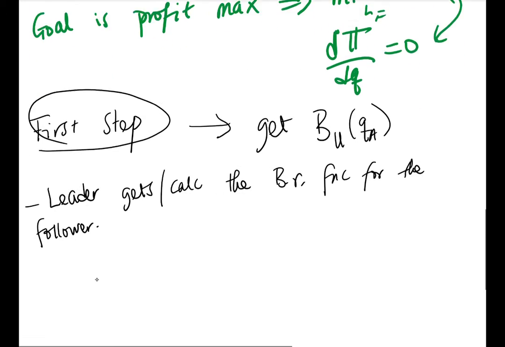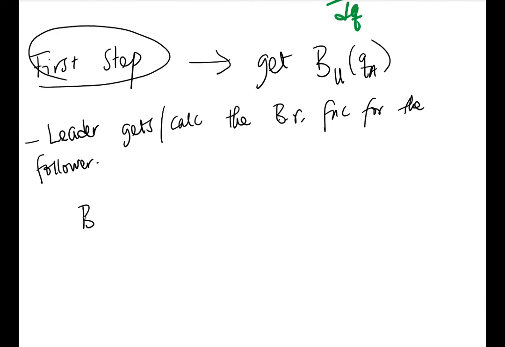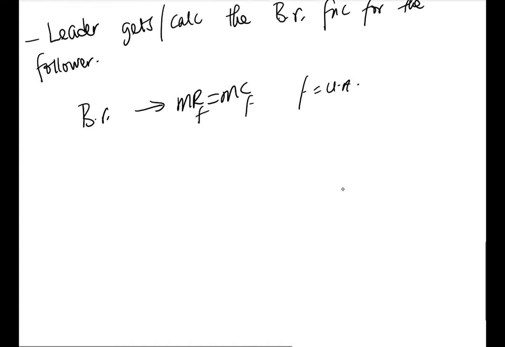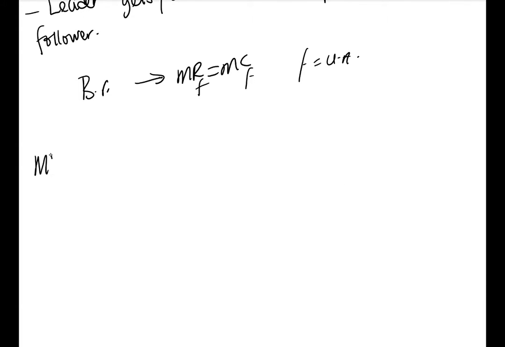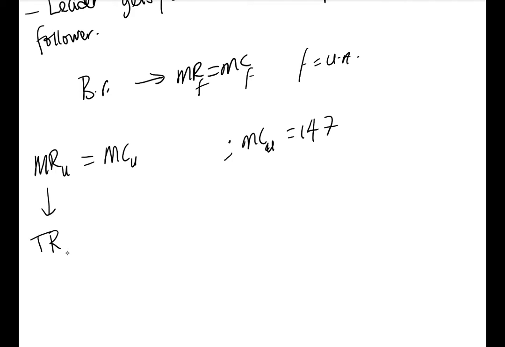Okay, so let's do that. Remember, the best response function depends on MR equal to MC. So we need this for the follower, which in our case is United Airlines. For MR of United Airlines set equal to MC of United Airlines, we know that MC of United Airlines is nicely 147, but for MR, we need the total revenue for United, which is P times Q of United.